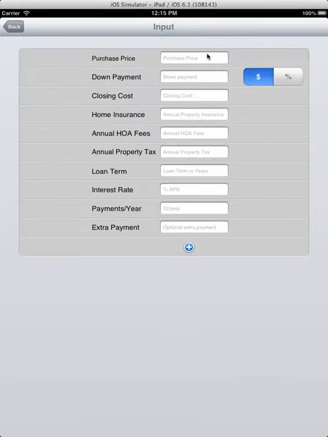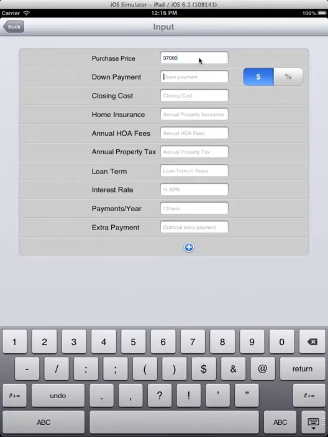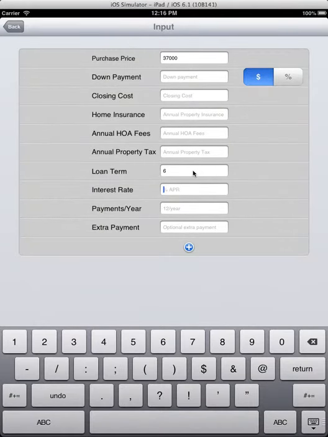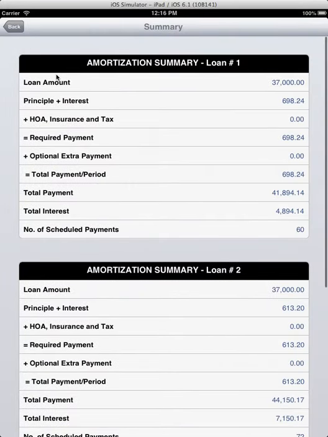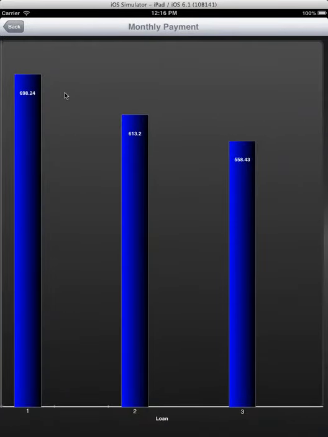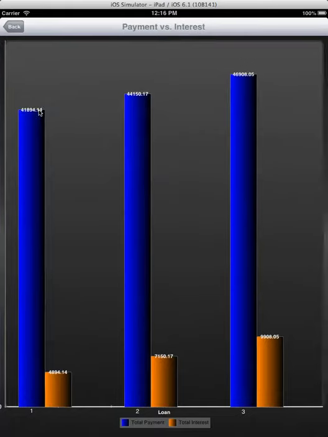Loan comparison. We can compare two or more loans. Say we are comparing a loan here, say 5 years, interest rate is 5%. Suppose 6 years, interest rate is 6%, and 7 years, interest rate is 7%. So we added the three loans, and now here is the summary of the loans, and here is the comparison of the loans, and then here the monthly payments comparison. Here is the payment versus total payment versus total interest.